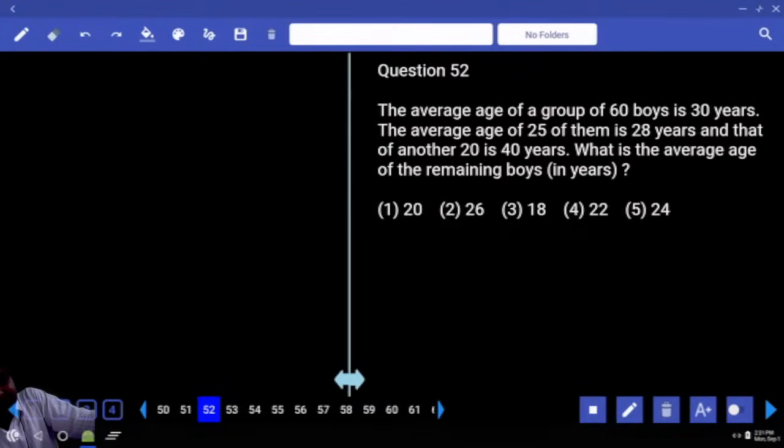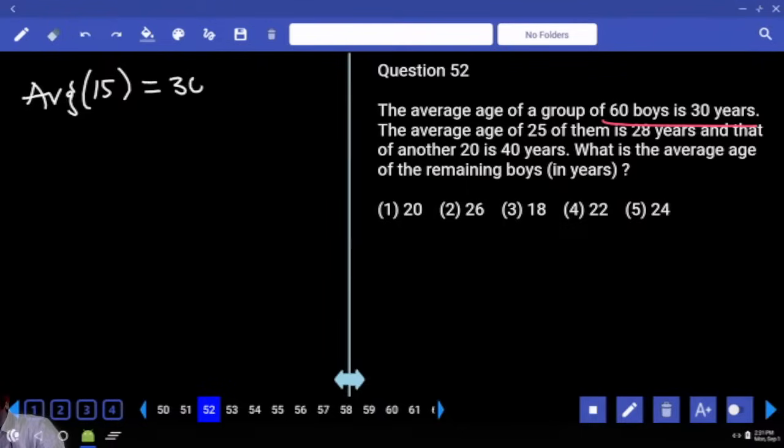The average age of a group of 60 boys is 30 years. The average age of 25 of them is 28, and that of another 20 members is 40. What is the average age of the remaining boys? Total how many boys are there? Now our question is to identify the average for 15 people. Equality concept. What is the average for all the boys? If the average of the mentioned groups is 30 each time, 30 would be the final answer.